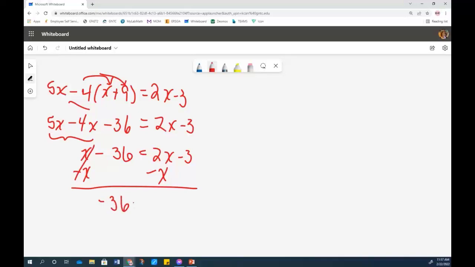So negative 36 equals 2x minus x is 1x minus 3. And now the only thing with my x's is minus 3. So if I'm going to undo that, I add 3. So really, see, we did a lot more simplify here than we did of the actual solve process.